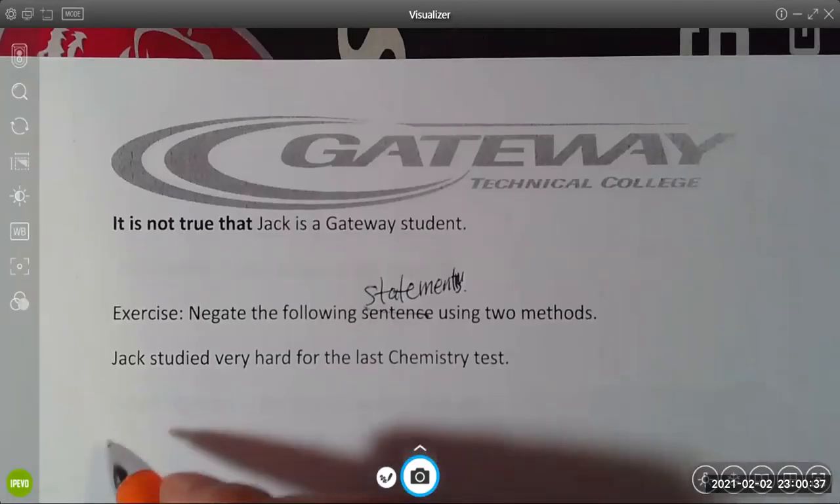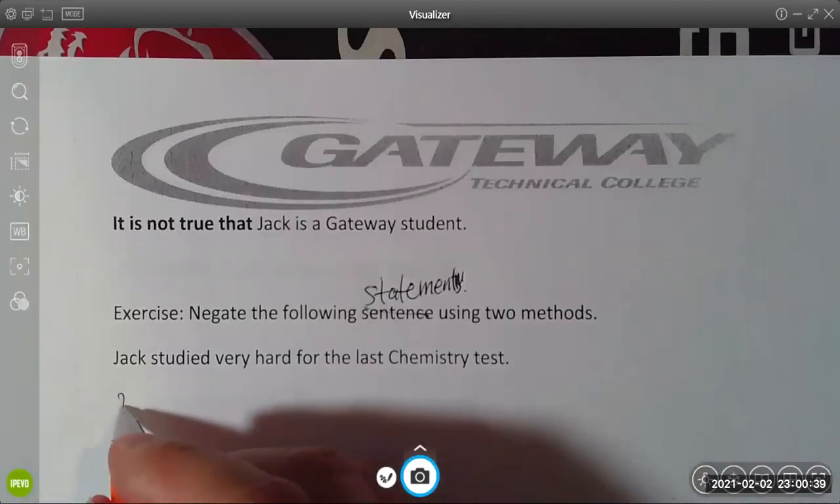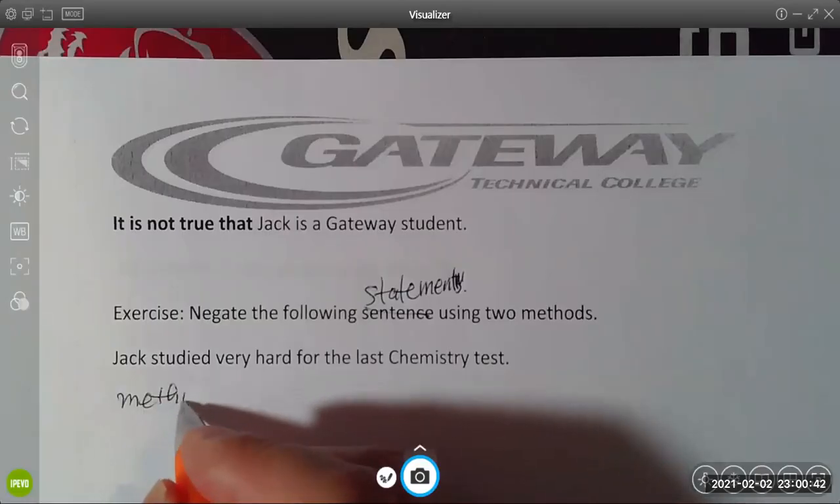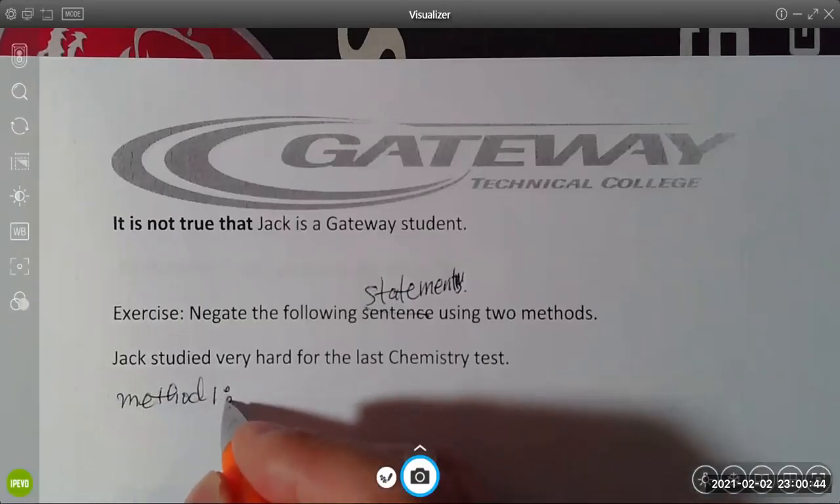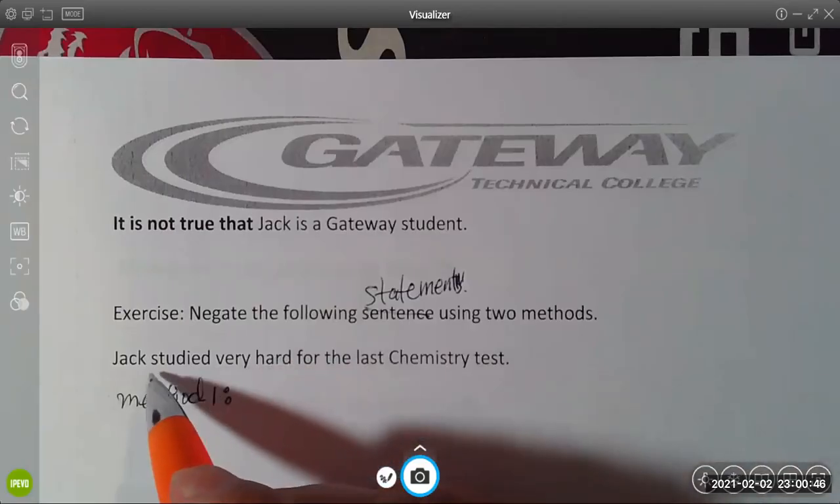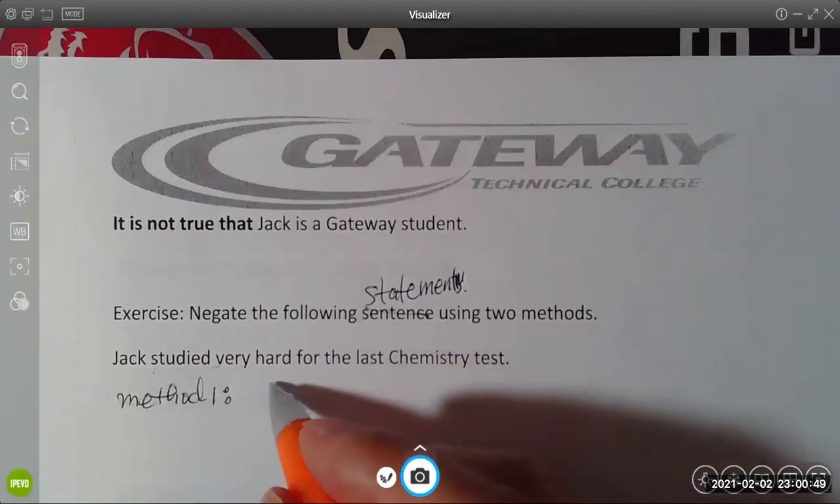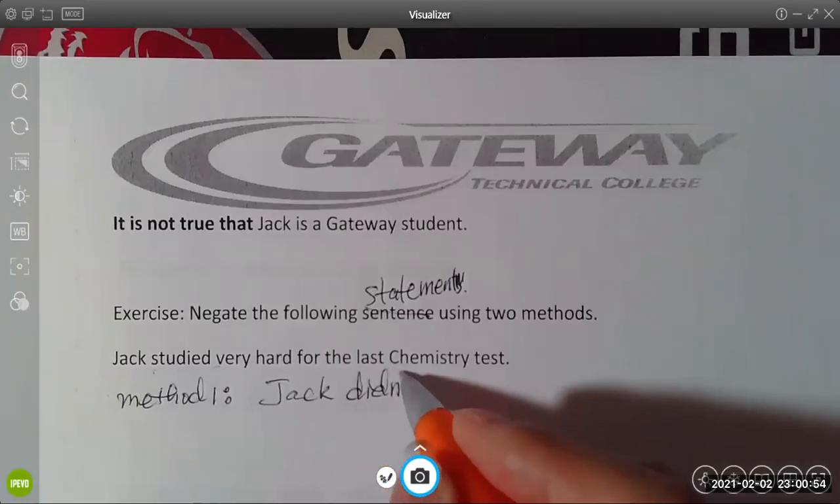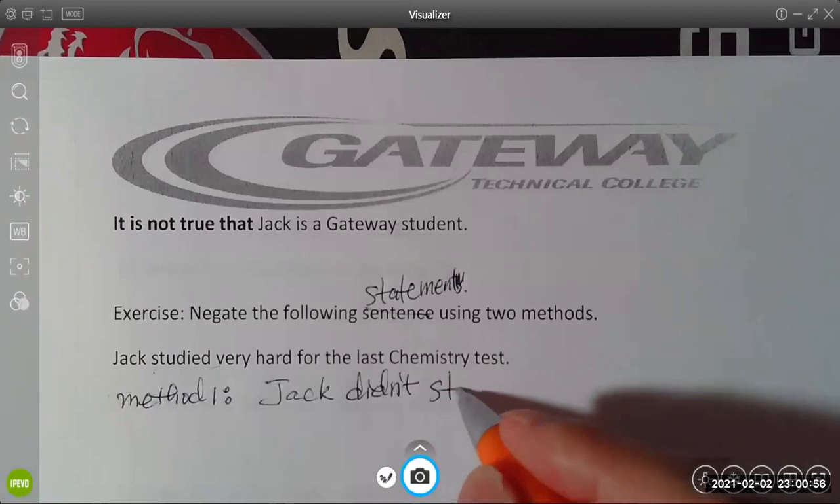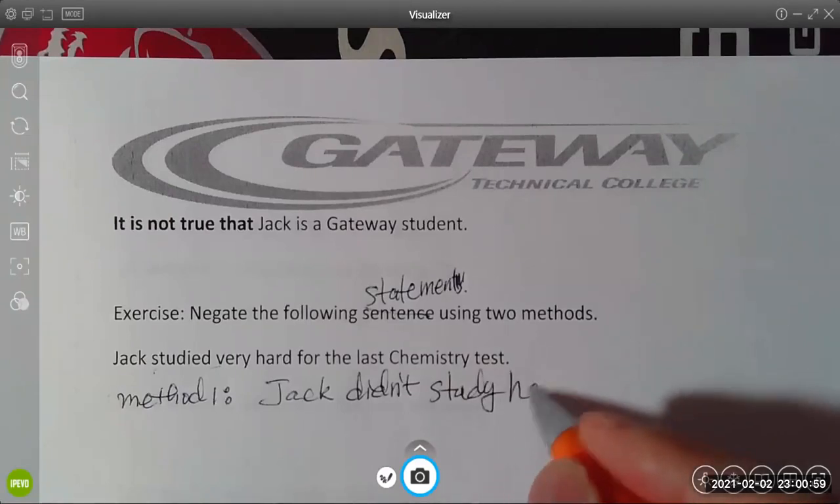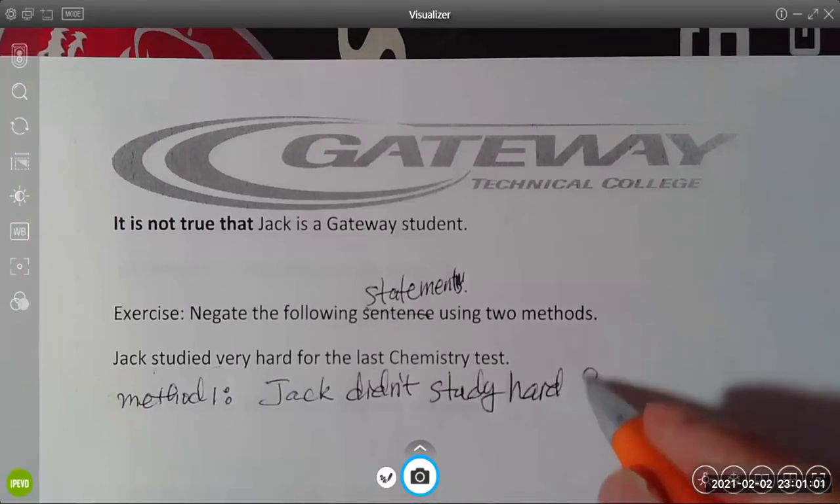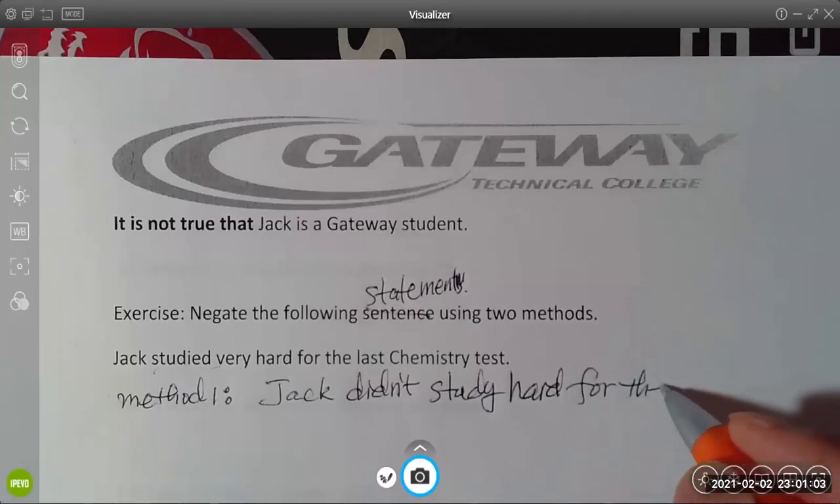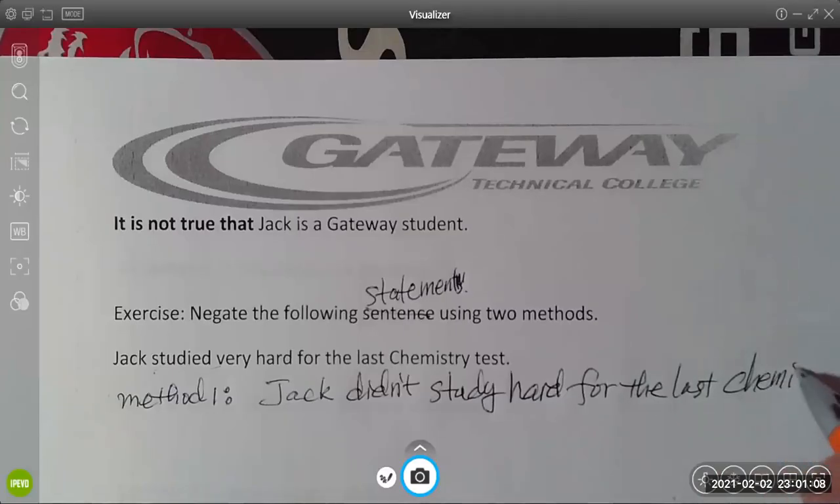So now we are going to negate this using two methods. The first method is to negate the verb. The verb in this case is study. So: Jack didn't study hard for the last chemistry test. Yeah, we negate it.